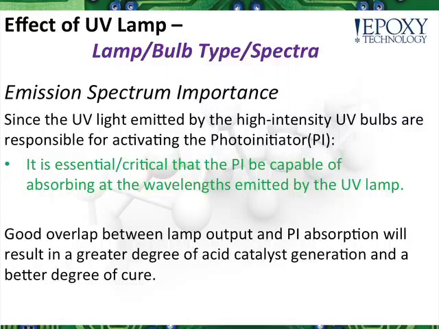Why is this lamp spectrum so important? Well, it's critical that the UV lamp and the UV adhesive have good overlap between the lamp output spectrum and the adhesive's photoinitiator. A good overlap will result in a good degree of cure and much faster cure rates. That photoinitiator is allowed to dissociate much more quickly, and that's going to generate faster, better cures.